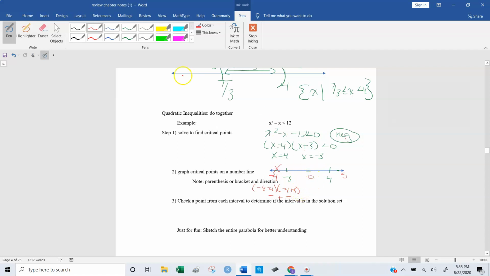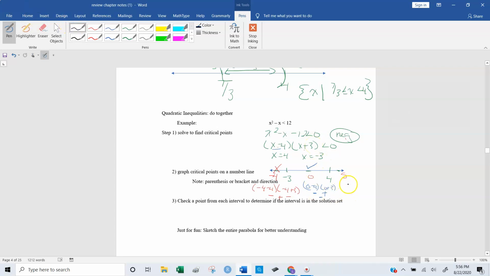So now let's plug in the 0. We get 0 minus 4, and then we have 0 plus 3. All right, minus 4, so that one's negative. This is positive. A negative times a positive is a negative. Oh, awesome. So this section works. Now I've got to check my last section.